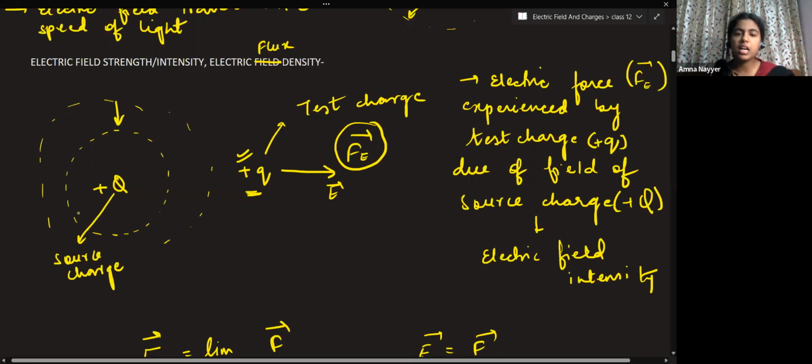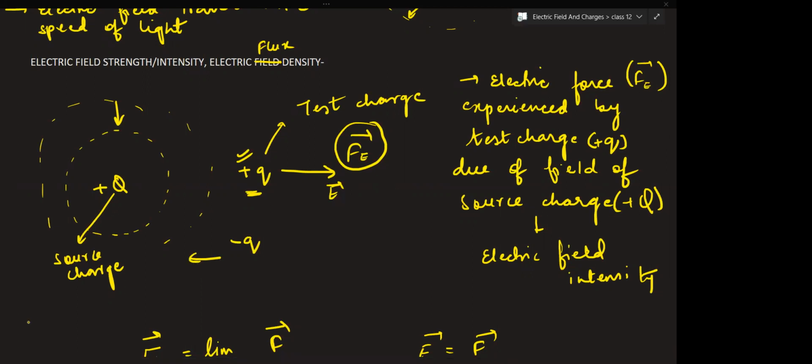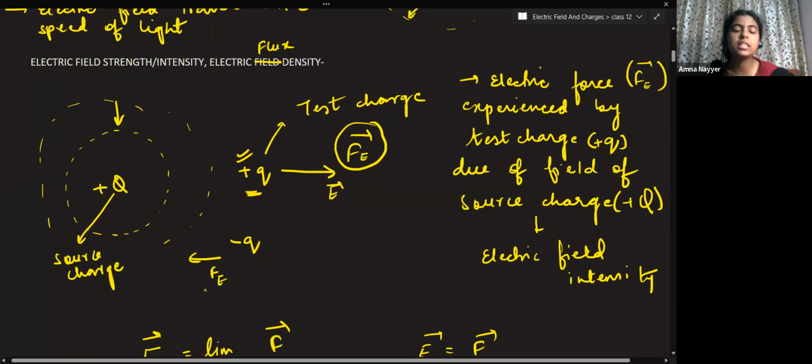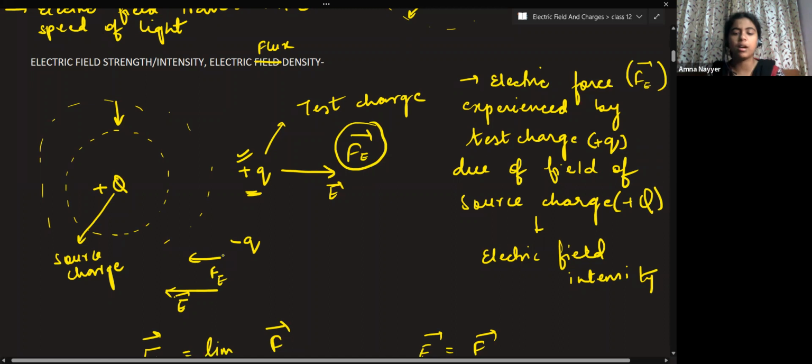For a negative charge, had it been a negative charge, if the electric force direction was towards the left side, the electric field will also be towards the left side. So whatever the charge, the direction of electric force will be accordingly, and the direction of electric field will be according to the electric force. Electric force is the same Coulomb's law which you have studied.